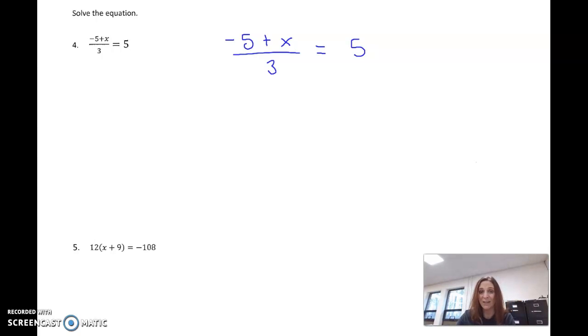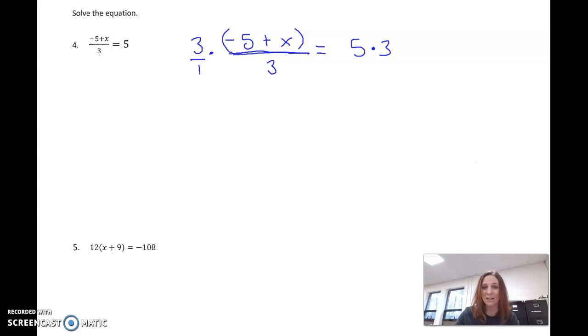So here's my hint. When you have something like this, let's get rid of this 3, okay? These are kind of like the ones I said before we're going to expand on. This whole thing right here is being divided by 3. How do we undo dividing? Multiplying.